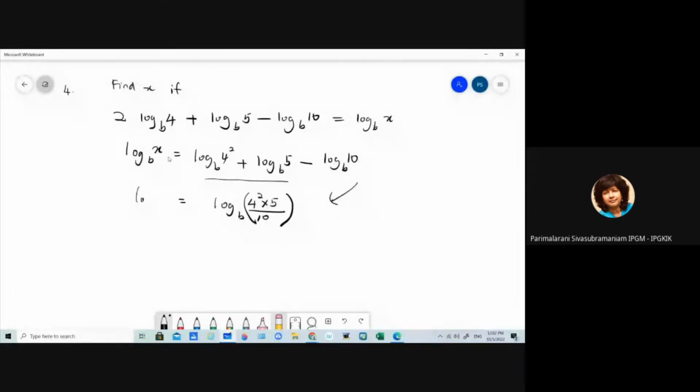So from here we have log x base b equals to, solving this, 4 to the power of 2 is 16. 16 divided by 2 becomes 8. So we have log 8 base b. So we have log on both sides and the base is the same. If the base is the same, then these two numbers are equivalent. Therefore, x is equal to 8.